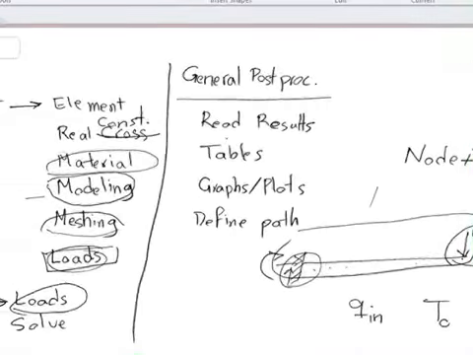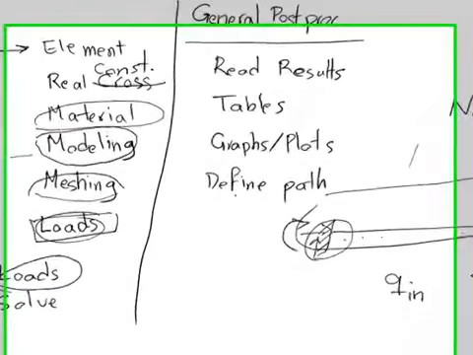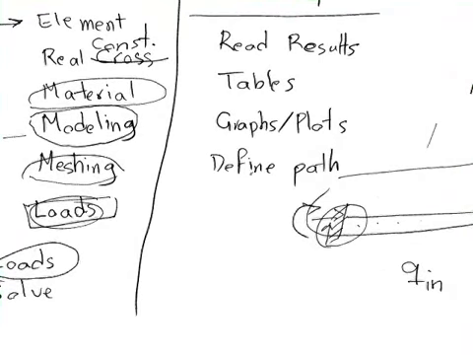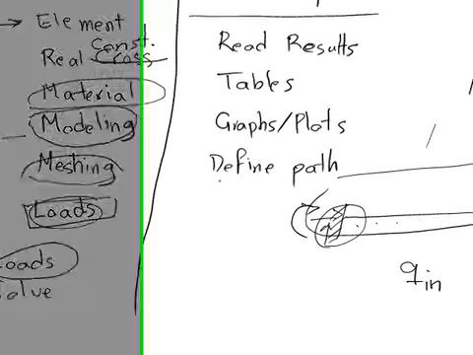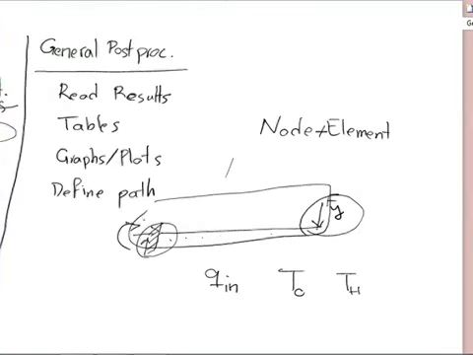And you can tabulate your results, or in other words, you can extract your results in terms of tables. You can also see the results in terms of graphs and plots, and if you have a model which is a little bit complicated, you can define a path and map, let's say, displacement or stress on that path, and read the results for that path.